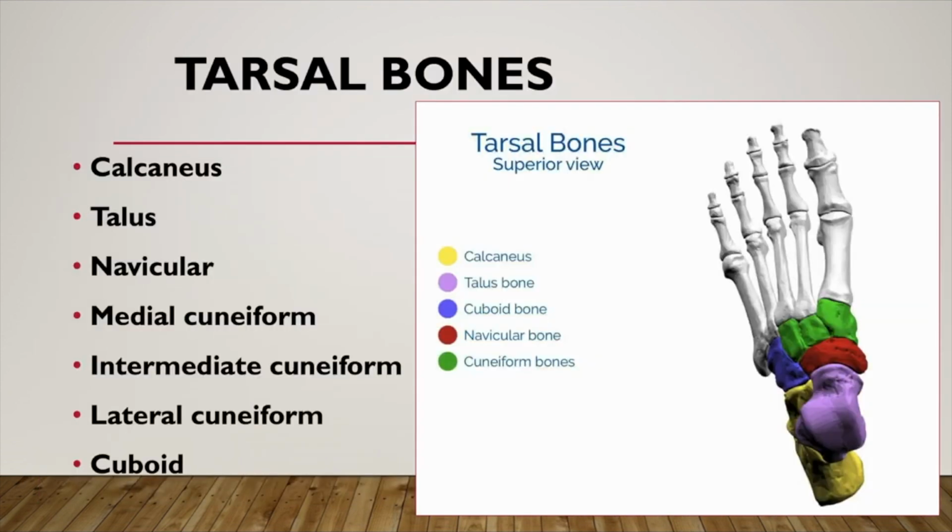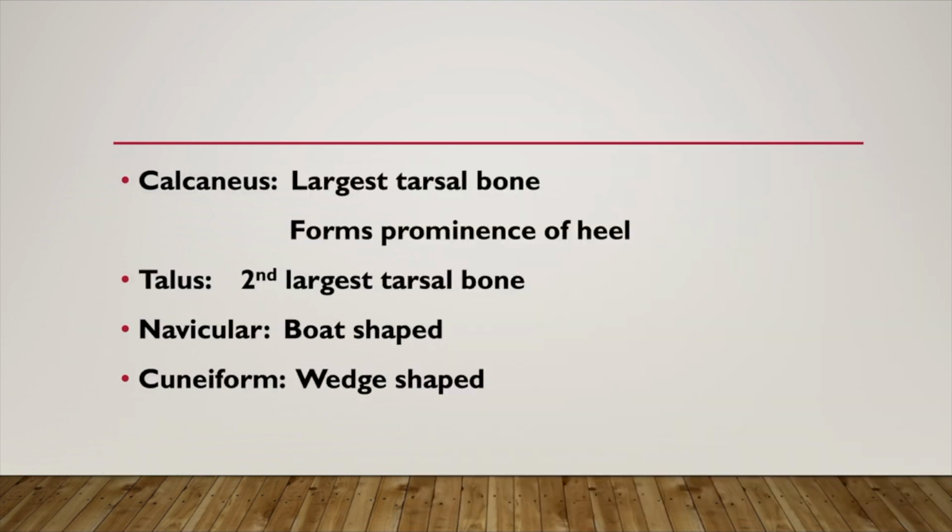Tarsal bones: calcaneus, talus, navicular, medial cuneiform, intermediate cuneiform, lateral cuneiform, and cuboid. Calcaneus: it is the largest tarsal bone. Forms prominence of heel. Talus: it is the second largest tarsal bone. Navicular: boat shape. Cuneiform: wedge shape.